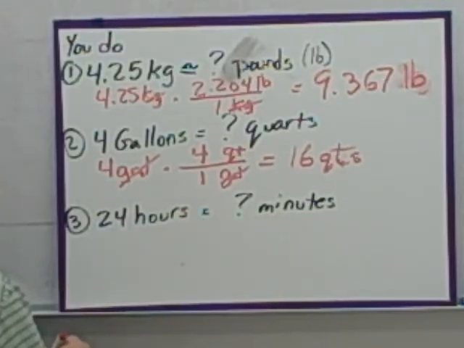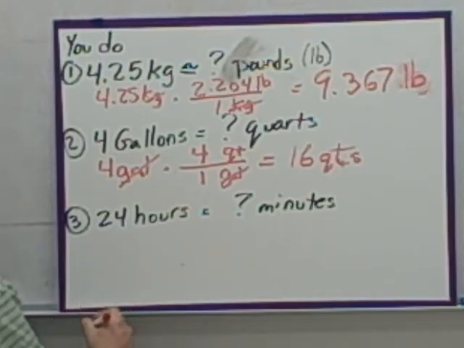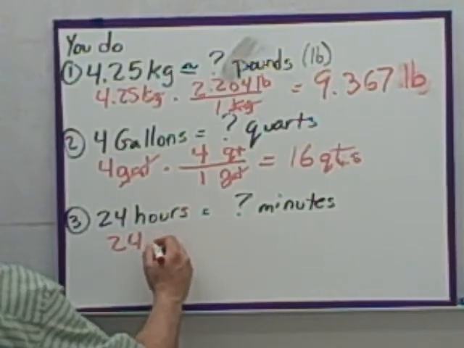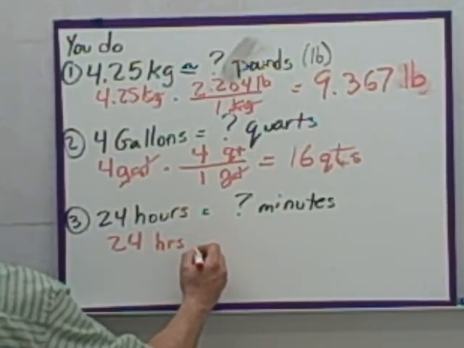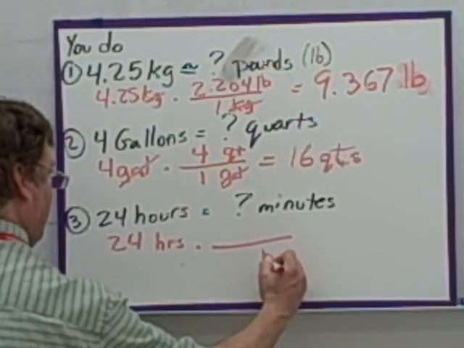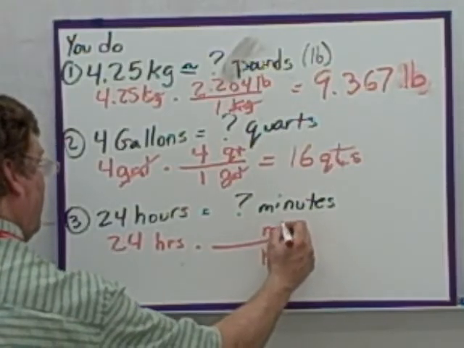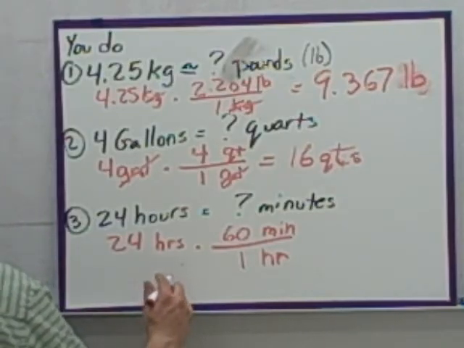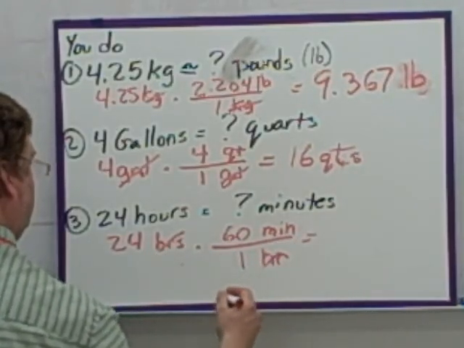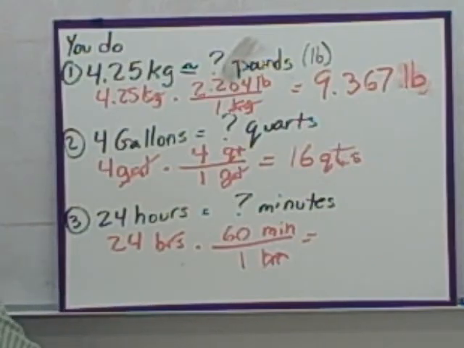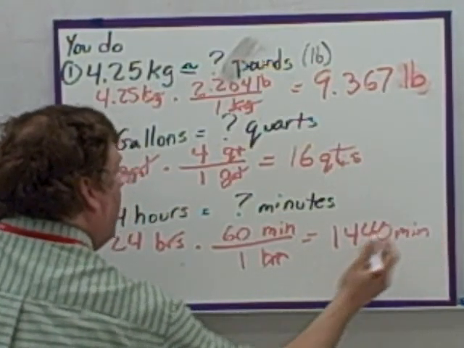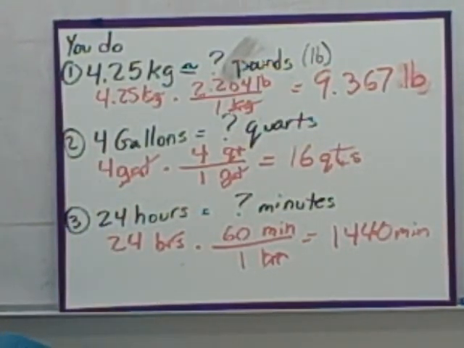24 hours is equal to how many minutes? Well, on the FCAT reference sheet, it tells you that 1 hour is equal to 60 minutes. So we're going to multiply 24 hours times something that has hours on the bottom, minutes on the top. 1 hour, 60 minutes. Hours cancel. 24 times 60 is 1,440 minutes. So in one day, there are 1,440 minutes.